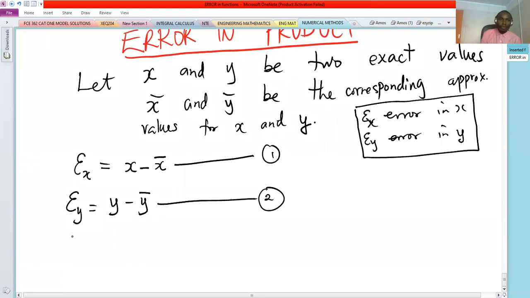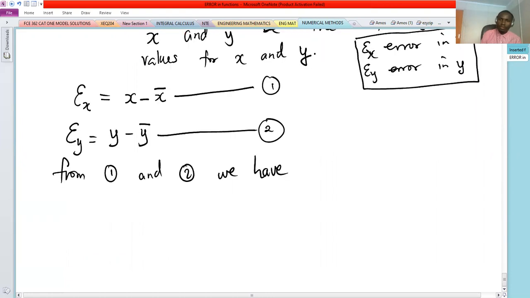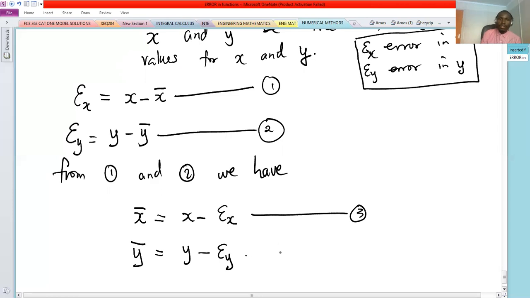So then from 1 and 2, I can say that the approximate value of x is given by x minus error in x, and the approximate value of y is given by y minus error in y, just making the approximate value the subject in these two equations. We call this equation 3, and this equation 4.